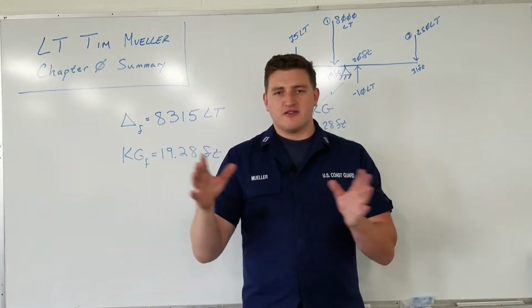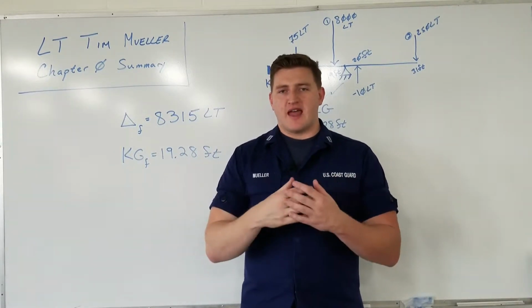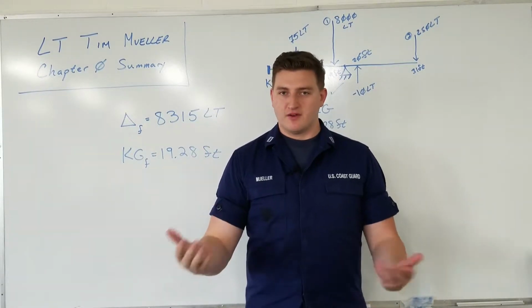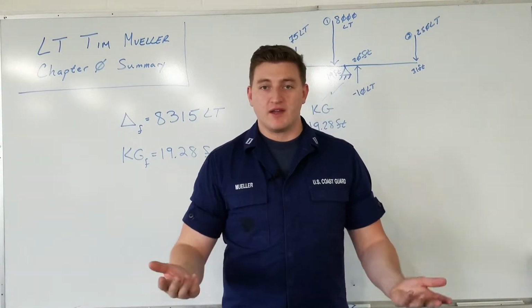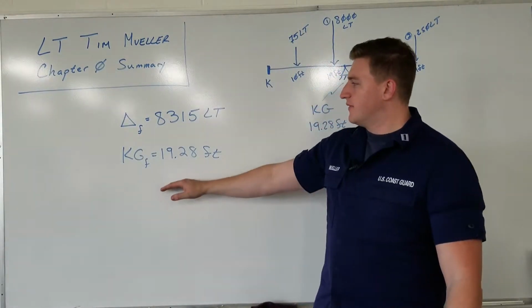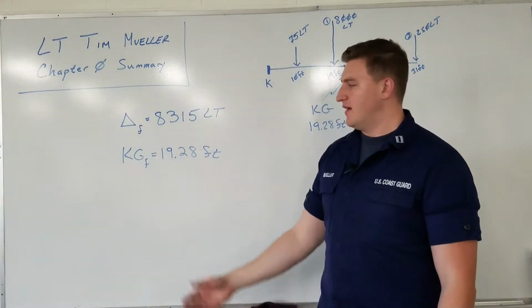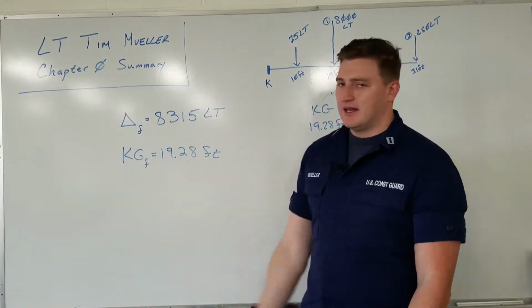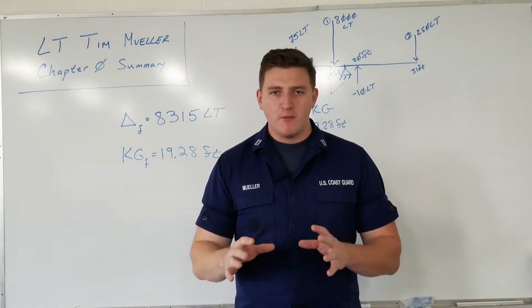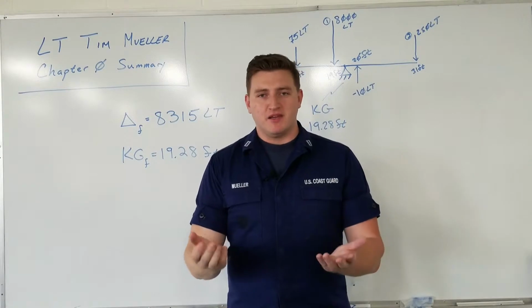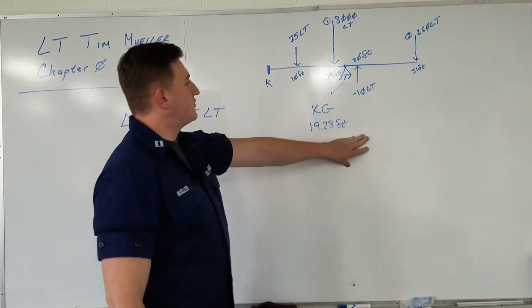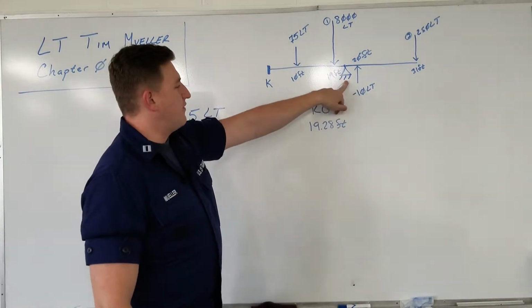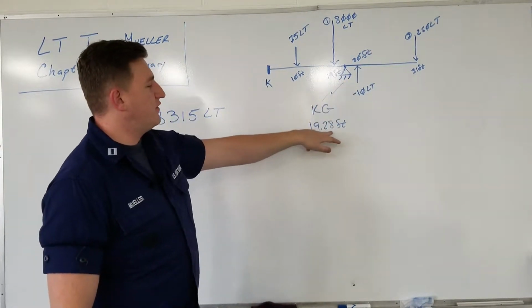So with all that center of gravity moving around, all we have to do is just add up all the moments together. Then we divide by the total mass of the system, or the total weight, and then we get our answer. So right here, final displacement is 8,315 with a kg final of 19.28. Let's take a look at that from the moment perspective of a balancing beam. Here I've just redrawn our system with the pivot point at the kg, 19.28.